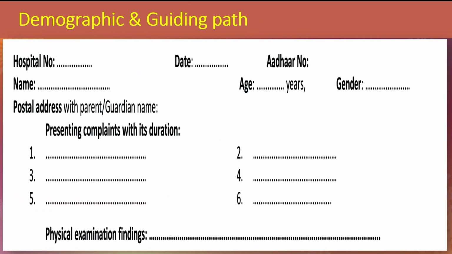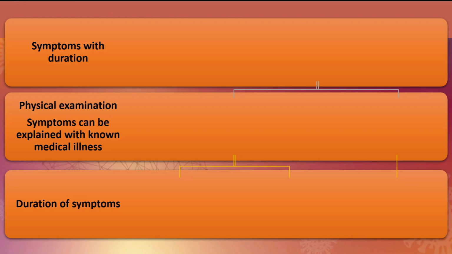Demographic details and guiding path. This initial part has demographic details such as hospital number, date. If you are able to get the Aadhaar number, please document that. Name, postal address, presenting complaints in chronological order need to be present here. If you have done a physical examination, please document here. Now the guiding path starts.